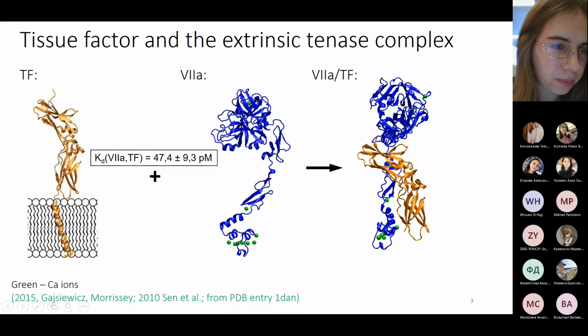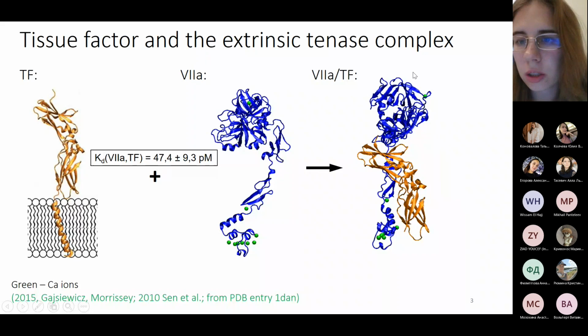It is here. This extracellular domain of tissue factor can reversibly bind the active factor 7 from the blood plasma. This protein is a serine protease of the blood plasma, so it is an active enzyme that can proteolytically activate another enzyme. The binding affinity of factor 7 to tissue factor is quite high, about 50 picomoles. As a result of binding of active factor 7 to tissue factor, a catalytically active complex is formed, called extrinsic tenase. Here it is.